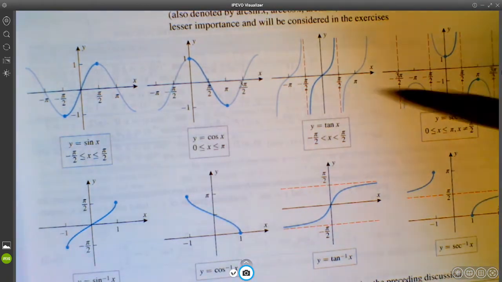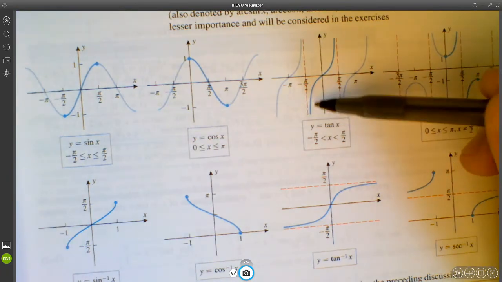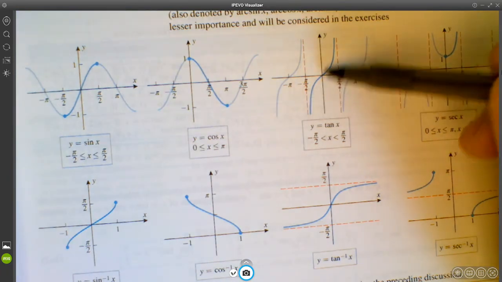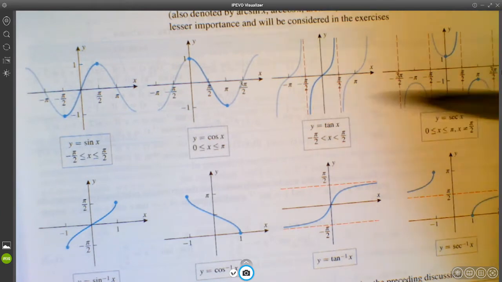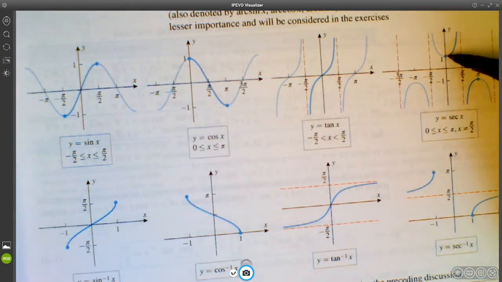In a similar way, here's the restriction for the tangent function, and then here's the restriction for the secant function. We take the right half of the parabola that opens up, and the left half of the parabola that opens down. So we go basically from 0 to pi, except that there's an asymptote at pi over 2. So x is between 0 and pi, except at pi over 2.